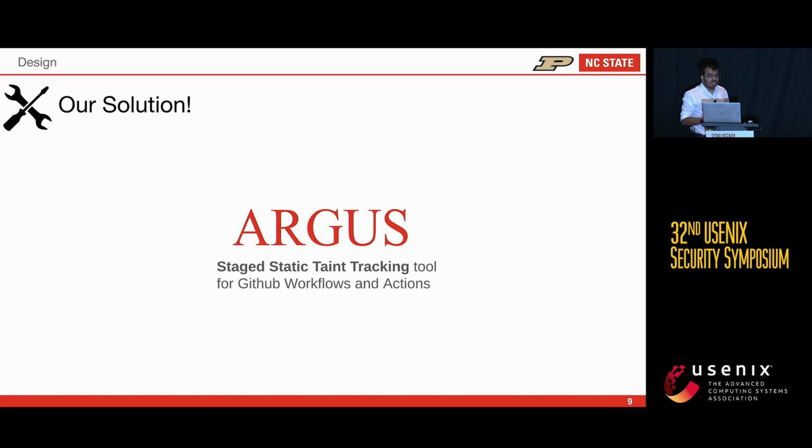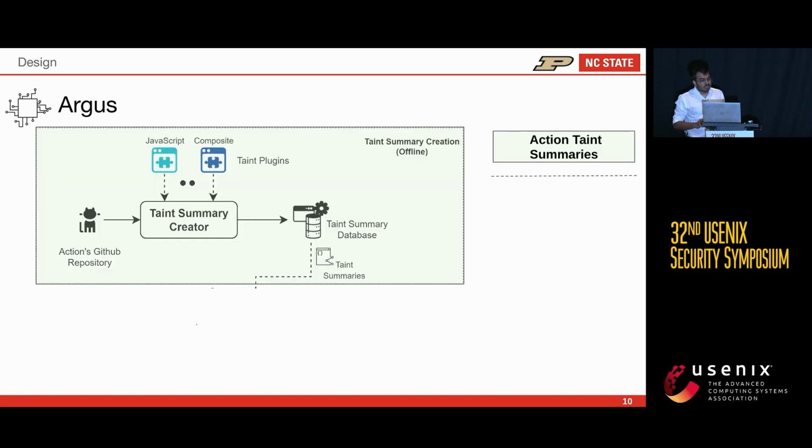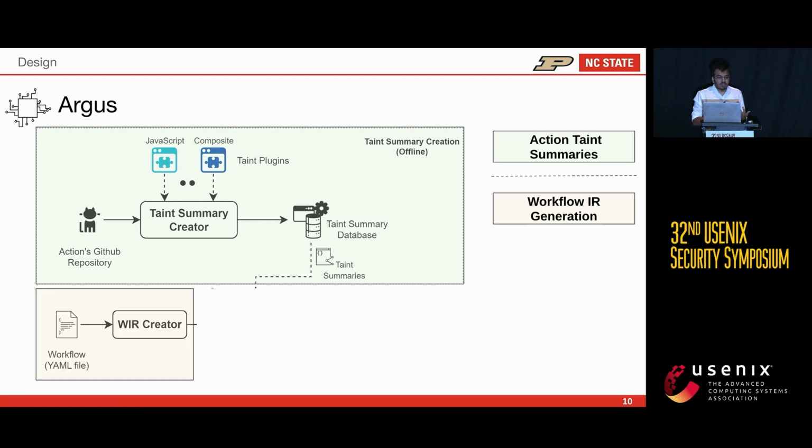To solve all of these challenges, we designed our system, ARGUS, which is a staged static taint analysis tool to identify command injection vulnerabilities in GitHub workflows and actions. Now let's take a look at the design of ARGUS. In the first stage, ARGUS runs a taint analysis on all the GitHub actions that need to be analyzed, generates taint summaries for each of these actions, and stores them in the taint summary database. Then we convert each workflow into a WIR, which is a custom intermediate representation that we created for representing CI/CD pipelines.